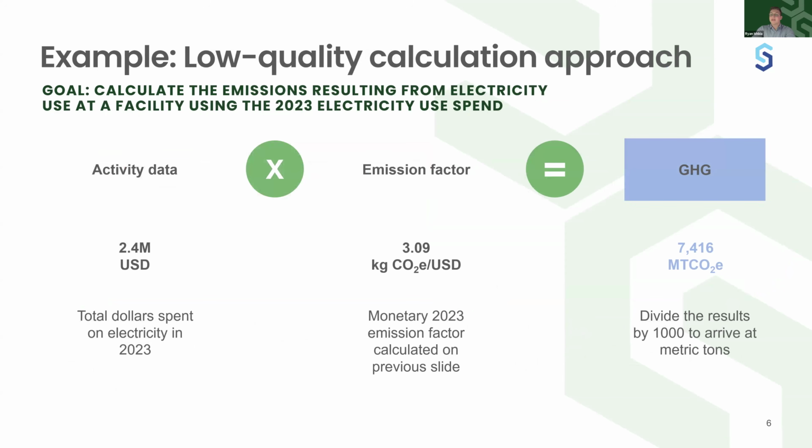So here is the complete calculation of greenhouse gas emissions using spend-based data for electricity, in this case a dollar amount of 2.4 million USD, and using the emission factor that we calculated on the previous slide. We multiply the activity data by the emission factor and get the final emissions as a result. Next, we will take a look at the medium quality calculation approach.